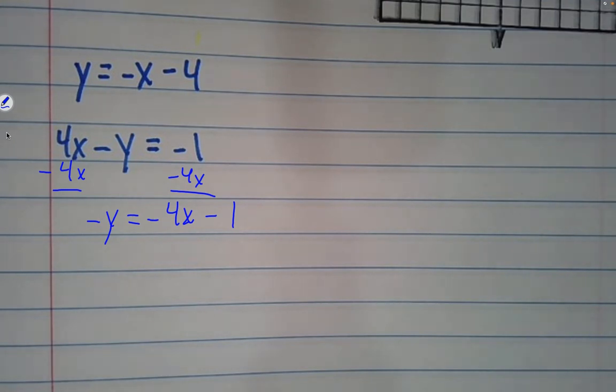Or you can think, let me just divide by negative 1. You can think of it either way. Me, I just think, I'm just going to change every sign. So if I thought of it that way, y equals 4x plus 1. I changed everything. Or if you want to think of it as dividing everything by negative 1, what happens to all of them? That becomes positive, that becomes positive, that becomes positive. Okay? So there's my two equations.